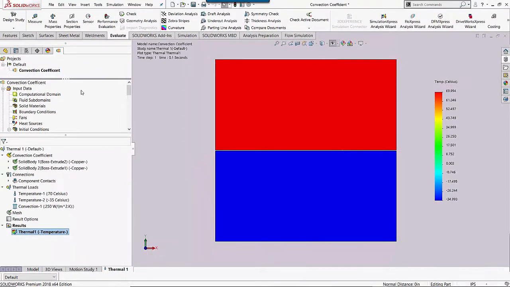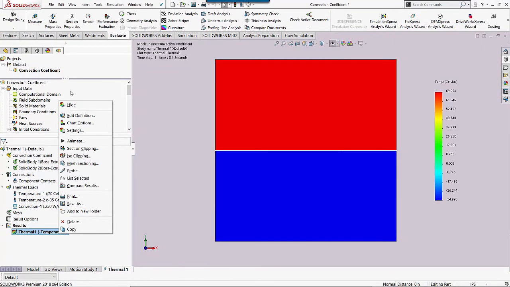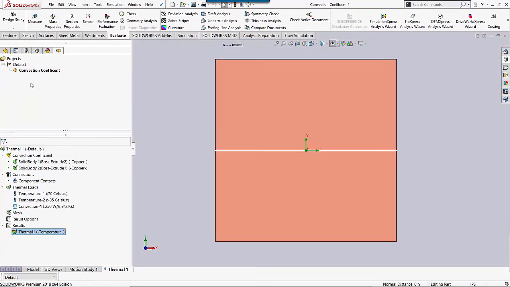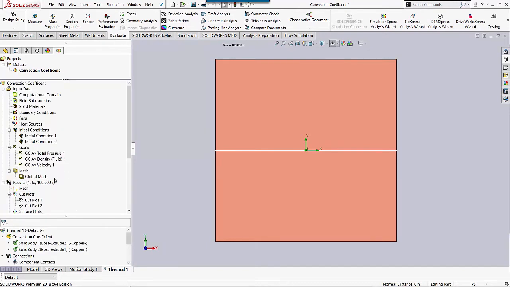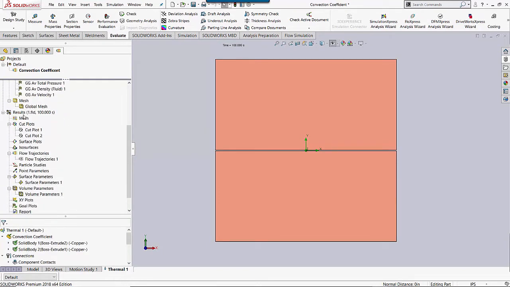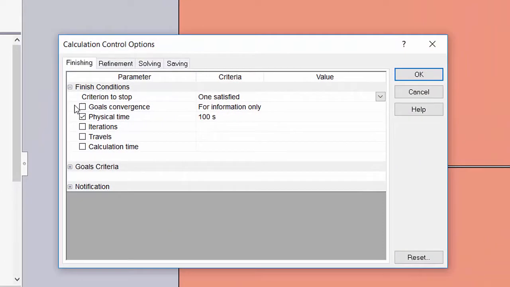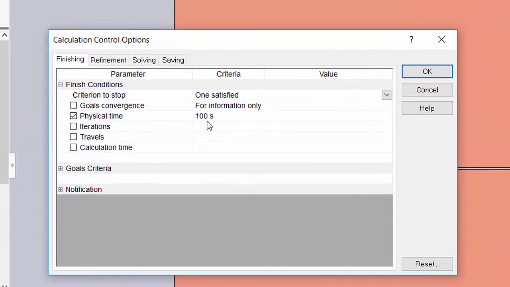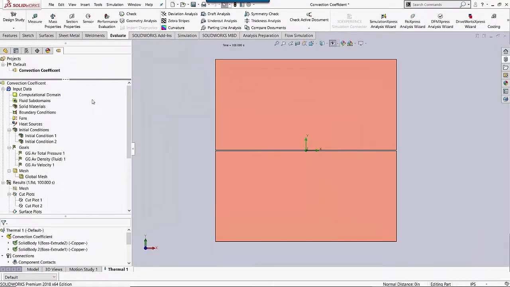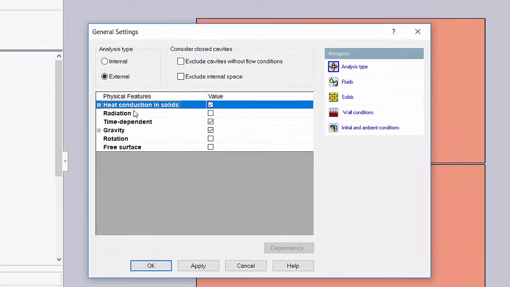So now I want to go into flow simulation. All right, so here's my flow simulation setup. I ran the exact same physical time, 100 seconds. If I go into the general settings, I'll show you I have heat conduction in solid in an external study. I've got time dependency turned on and gravity turned on because it's a natural convection problem.